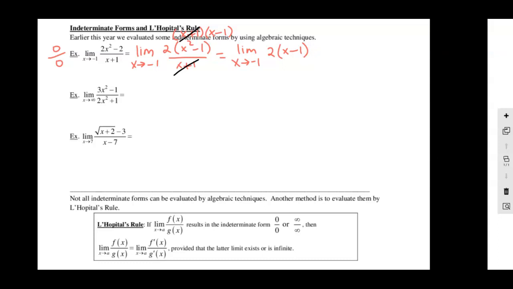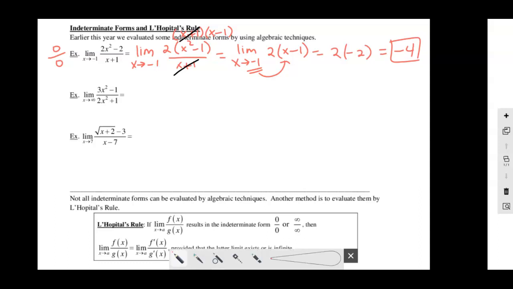And then once you reduce it, the goal would be to direct evaluate. So then I would take this and plug it in. Negative 1 minus 1 would be negative 2. 2 times negative 2, looks like that answer would be negative 4. Okay, so factoring and reducing, that's a strategy we use quite a bit. Let's look at the next one.